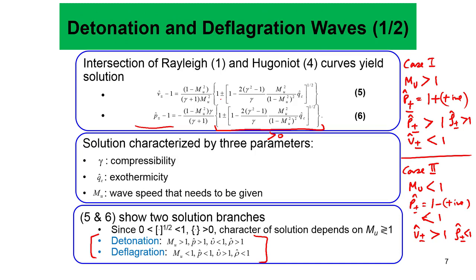As you see, the difference is nothing but the fact that when mu is greater than 1, P cap is greater than 1, V cap is less than 1, rho cap is greater than 1, and that is called detonation. And for deflagration, your mu is less than 1, your P cap is greater than 1, your V cap is greater than 1, and your rho cap is less than 1. So, in a detonation, pressure rises, density rises. In a deflagration, pressure drops, density drops, and that comes from consideration of pure mass, momentum, and energy relations.